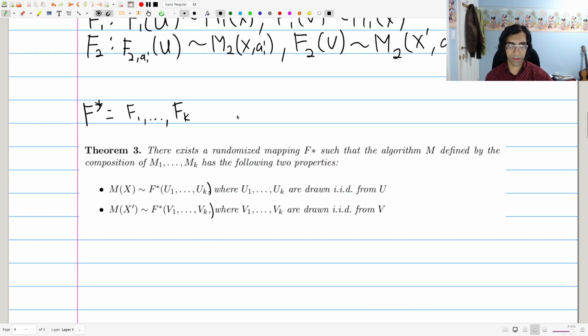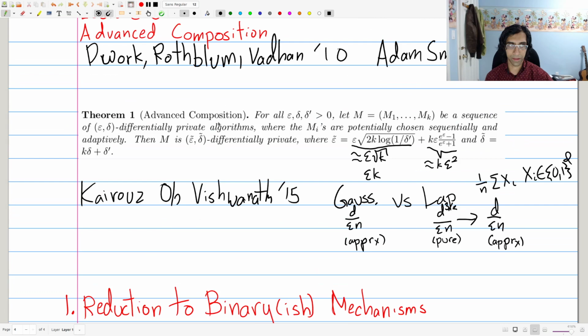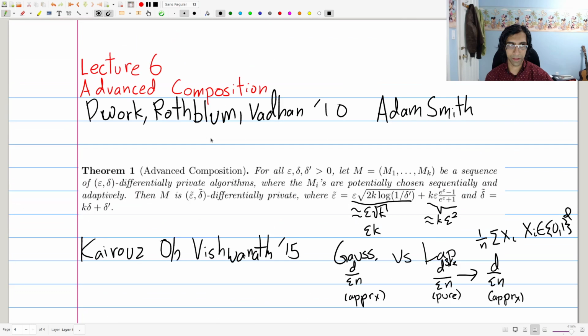So now we have this very nice theorem, the advanced composition theorem, which is one of the very useful facts about approximate differential privacy in comparison to pure differential privacy.